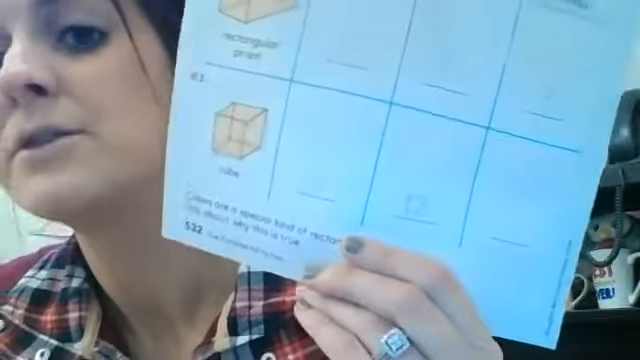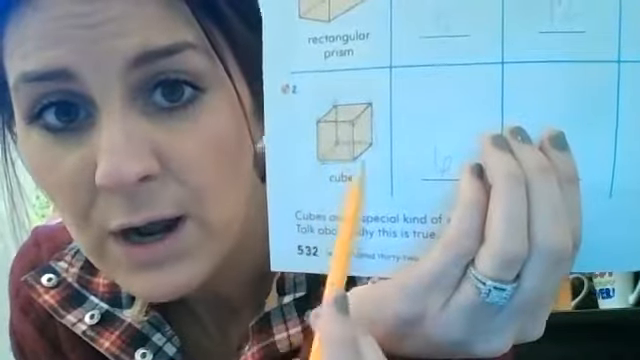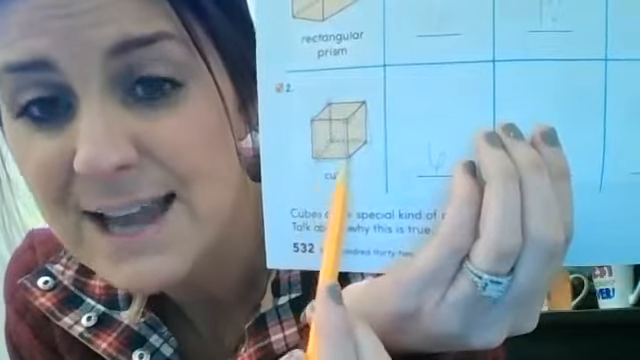Now vertices, the points. 1, 2, 3, 4, 5, 6, 7, 8. See my dots. 1, 2, 3, 4, 5, 6, 7, 8. Okay, so there's 8 vertices. Always use your lines. Use your shape and your pencil to account for what you're counting.